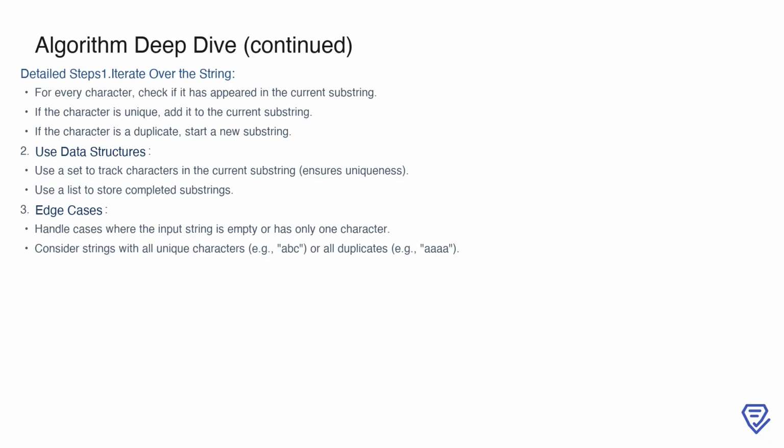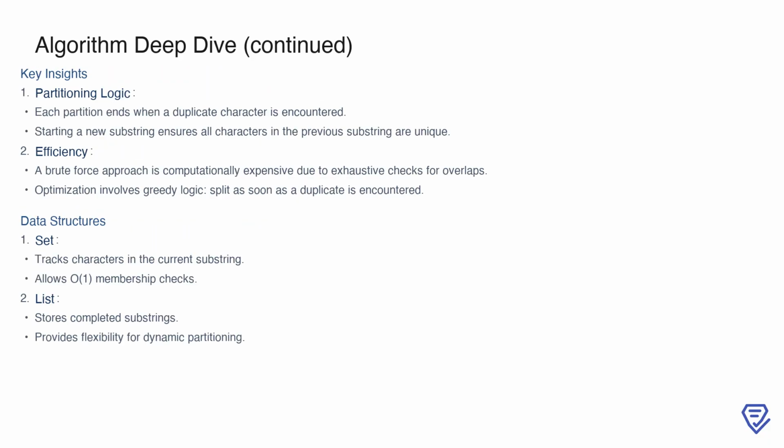Handling edge cases is critical here. For example, if the input string is empty, we must ensure the algorithm exits gracefully. Similarly, strings with all unique characters, such as ABC, or all duplicates, like AAA, represent special scenarios that need careful consideration to ensure correctness.